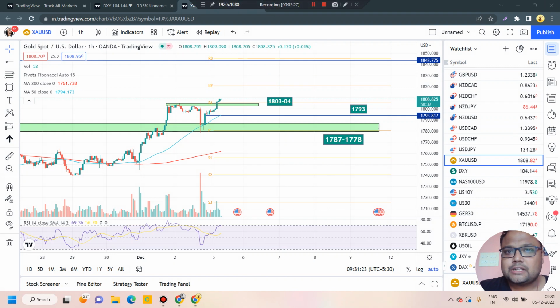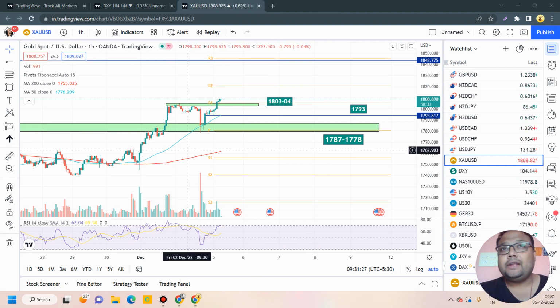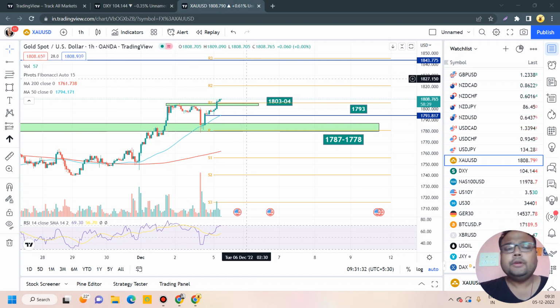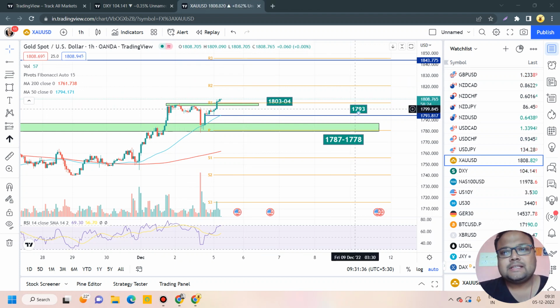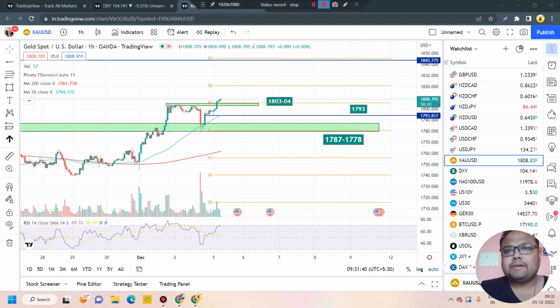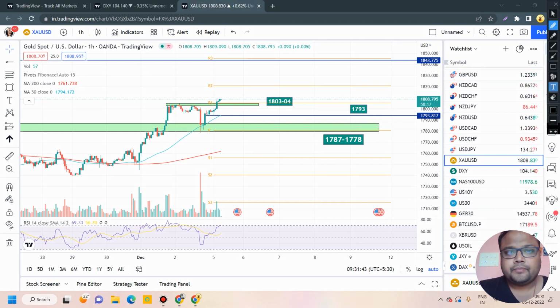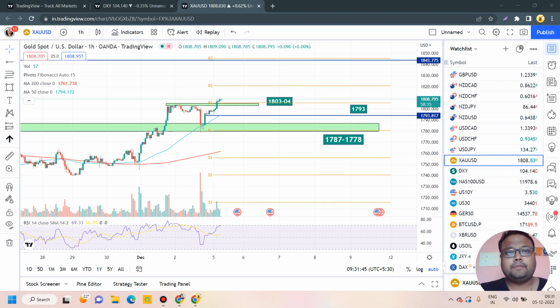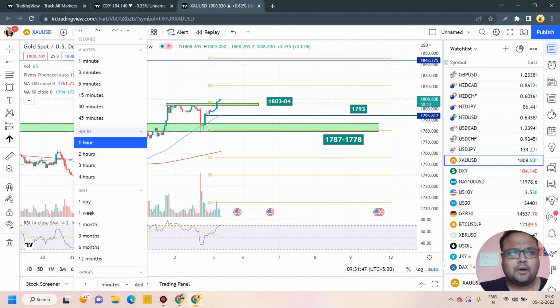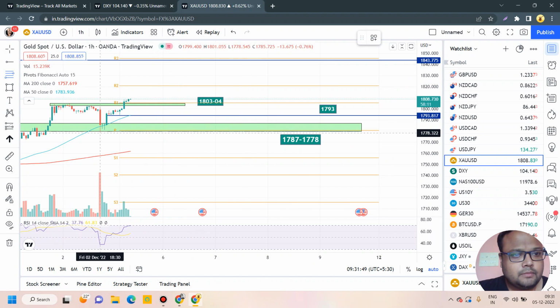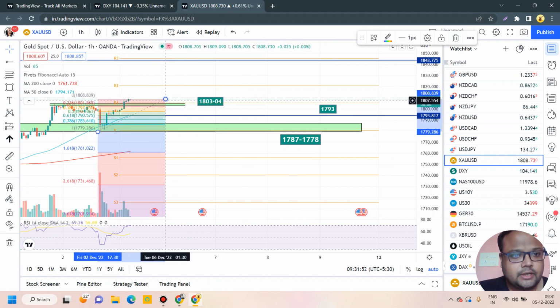In case the market starts falling, or in case DXY shows a recovery during the European session or US session, you need to watch only two levels. The first level will be 1793, because 1793 is the Fibonacci 50% retracement level. If you want to know how, I can show you by drawing the Fibonacci here. You can see we have the Fibonacci 50% retracement here.